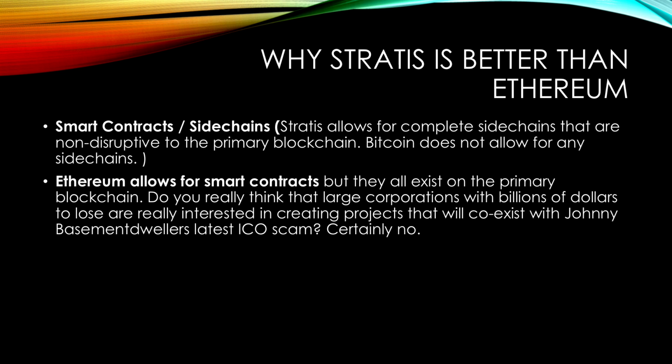So smart contracts, sidechains. For those of you who don't know, Stratis allows for complete sidechains that are non-disruptive to the primary blockchain. Bitcoin does not allow for any sidechains. By the way, let me just break it down for you. Smart contracts are facilities that help other platforms, or rather other companies, build their own applications and platforms using a particular blockchain.